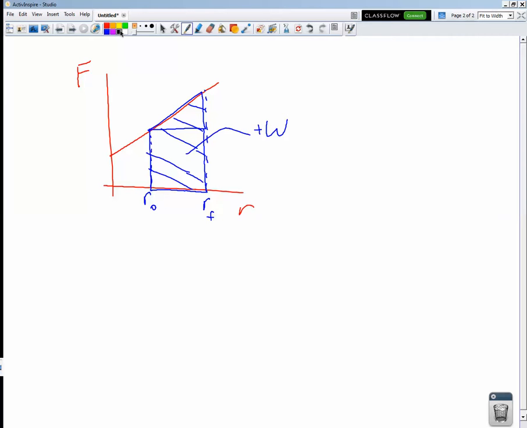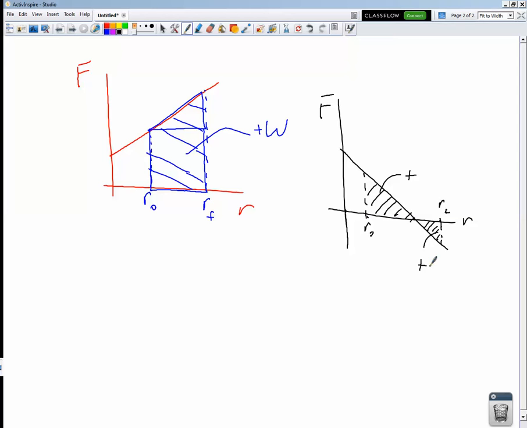If we had a graph like this that went some F to r there, and we want to find the area, the work done from r initial to r final here, then we see that part of that is going to be positive work and part of that is going to be negative work. Above the axis would be positive, below the axis would be negative. And we can interpret this graphically saying, oh, well, there's more positive area than there is negative area, so the overall work done here is positive.